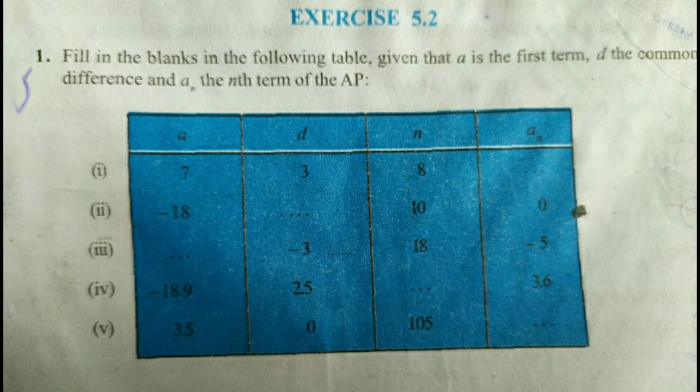In the second question, a is given as minus 18, d is blank, and n is 10, and the nth term is 0. So we have to find the common difference here.